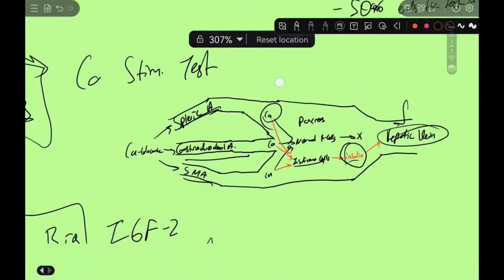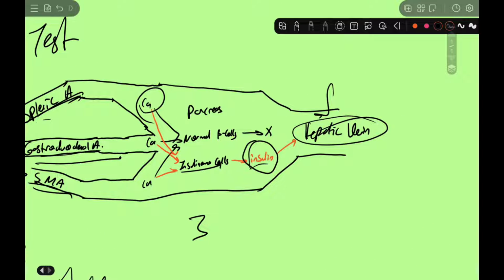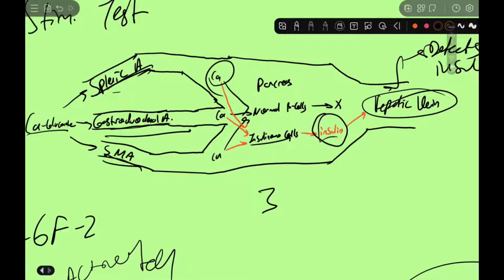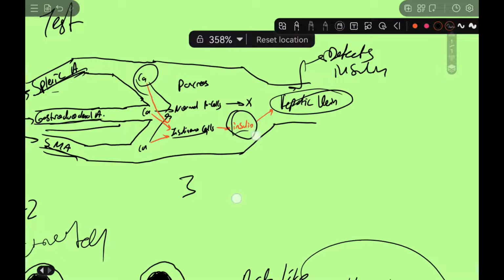In the calcium stimulation test, it's more like a test for detecting where the insulinoma is. We have 3 separate arteries: the splenic artery, the gastroduodenal artery, and the superior mesenteric artery. At first, we give calcium gluconate through the splenic artery, and we also have a catheter placed in the hepatic vein which detects insulin. Normally when we give calcium to normal beta cells, they do not produce insulin, but insulinoma cells do produce insulin. So for example, if we give calcium to the splenic artery and insulin is secreted, then in the tail of the pancreas we can say that we have an insulinoma.